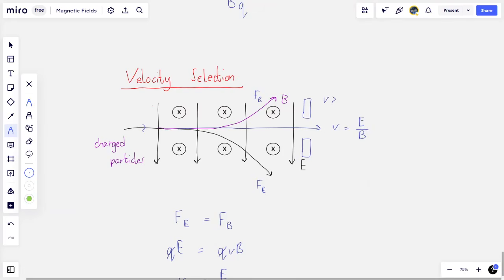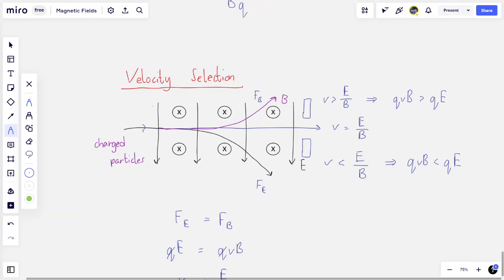If V is greater than E over B, what does this mean? It simply means QVB must be greater than QE. Charge is the same. Okay, so they will be deflected upward. The magnetic force is stronger the faster particles move. The electric force doesn't really care about speed, and so if the speed is really slow, the electric force takes over and pulls the charged particles downward. And so V is less than E over B, and this comes from the fact that QVB is less than QE.